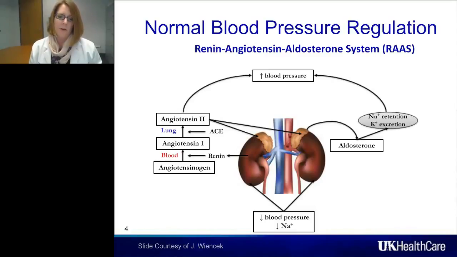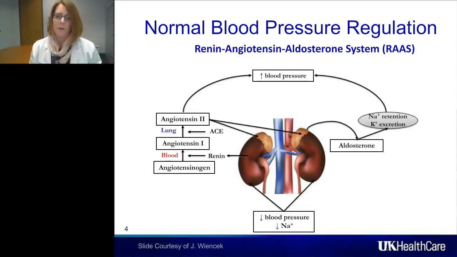catalyzes the conversion of angiotensinogen to angiotensin-1 in the blood. And then ACE, or angiotensin converting enzyme, then converts angiotensin-1 into angiotensin-2 in the lung. Angiotensin-2 is a very potent vasoactivator. And it also acts directly on the adrenal glands to upregulate synthesis of aldosterone.